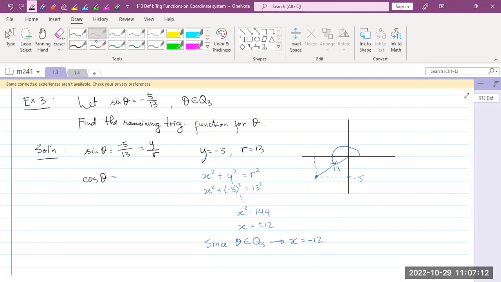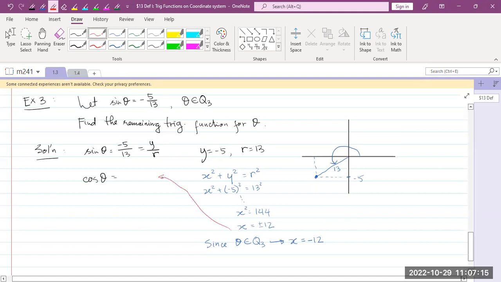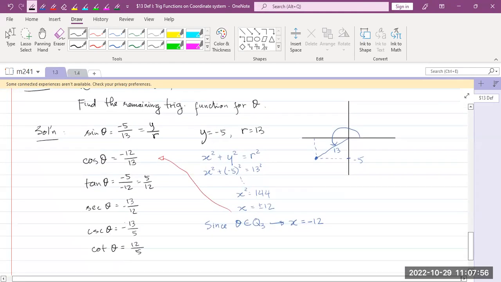Now, that's what we need to go on with. Cosine theta equals, once we get that negative 12, you fill it in there. Cosine is x over r. Tangent is y over x, which simplifies to positive 5 over 12. Secant theta, the reciprocal of cosine, is 13 over negative 12. Cosecant theta is negative 13 over 5. And cotangent theta equals 12 over 5. Just like that.